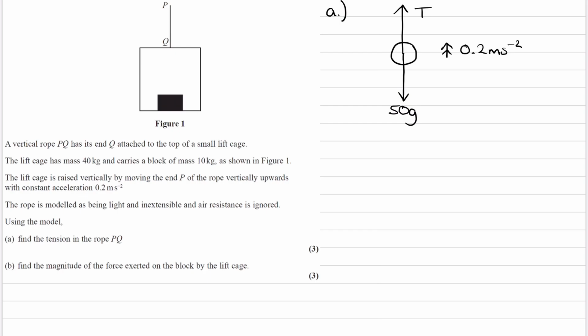So this is our force diagram for the lift overall. And we're trying to work out tension. The resultant force must be upwards, as the acceleration is in that direction. So our equation of motion would then be T minus 50g. That would be the resultant upwards force. That would be equal to ma. The total mass of the lift cage plus the block would be 50 kilograms, times that mass by the acceleration of the system, and that's our equation of motion. And then we just rearrange. So T is then equal to 50 times 0.2 plus 50 times g, and this will end up being 500 newtons.